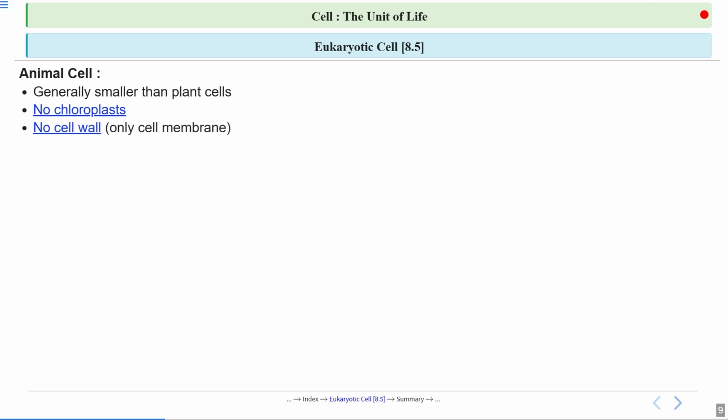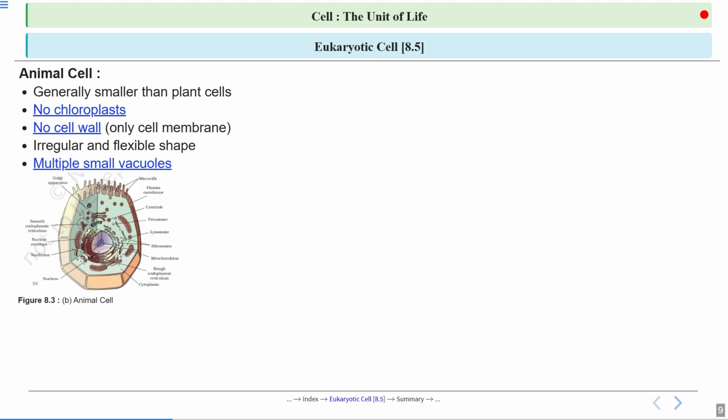Okay, no cell wall is present, only cell membrane is present. Okay, so this is also a very major difference between animal cell and a plant cell. Plant cell, they have the cell wall. Animal cell, they lack the cell wall. Now, the shape of the animal cell is irregular and flexible because there is no cell wall. Now, instead of a large central vacuole, animal cell, they have multiple small vacuoles.